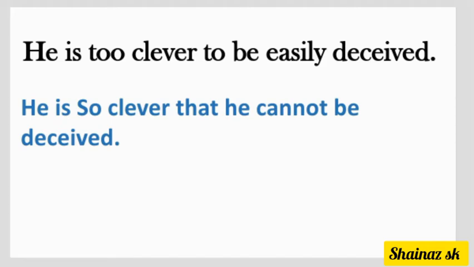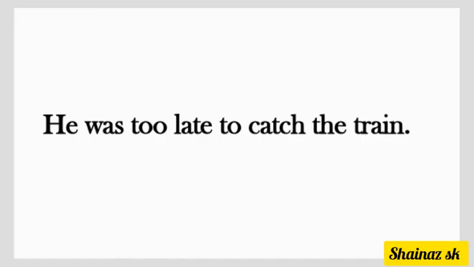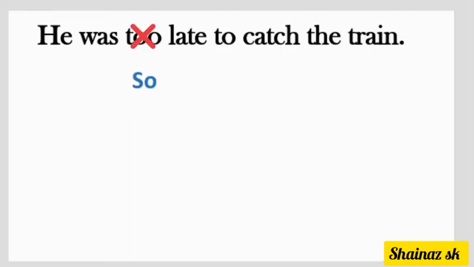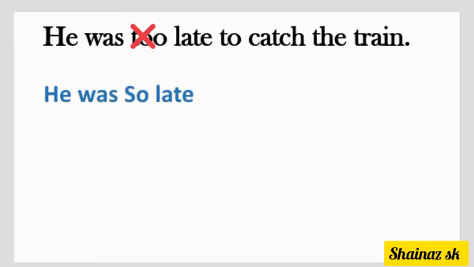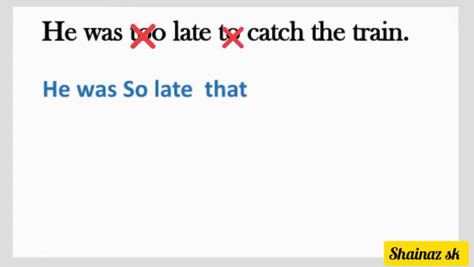Let us see the next example sentence. He was too late to catch the train. Here also we will follow the same steps. First we will remove "too", T-O-O, and replace it with "so". So it will be like this: He was so late. Then again we will remove "to" and add "that".